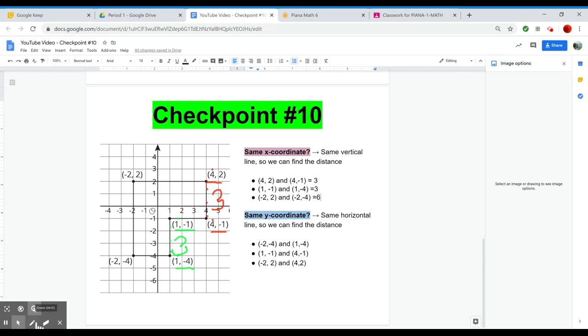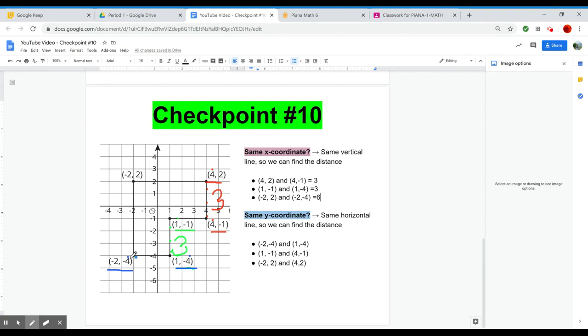I'm going to skip ahead to this section here. What happens when they have the same y coordinates? So for example, we have (-2, -4), which is down here, and then again we have (1, -4). So we're looking at these 2 points here, and we're looking at this distance here. We can see that they have the same y coordinates, so the same second number, they both have -4 as their second number, we can find the distance here on the horizontal line.